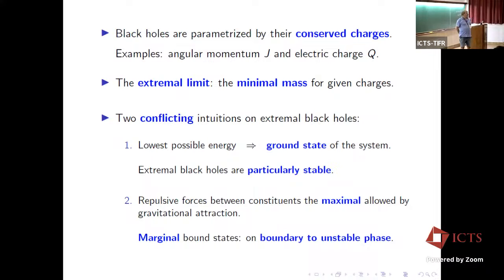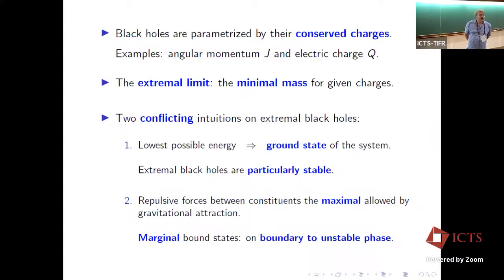So the extremal black holes are very important, but there are two intuitions that, at least in my mind, are a little bit contradictory and that I think are sometimes used in various contexts. They're conflicting. One is that, didn't I just tell you that you take the lowest possible energy? So it's some kind of ground state of the theory. That's what an extremal black hole is. It's a ground state. And you might think that because it's a ground state, it should be particularly stable.